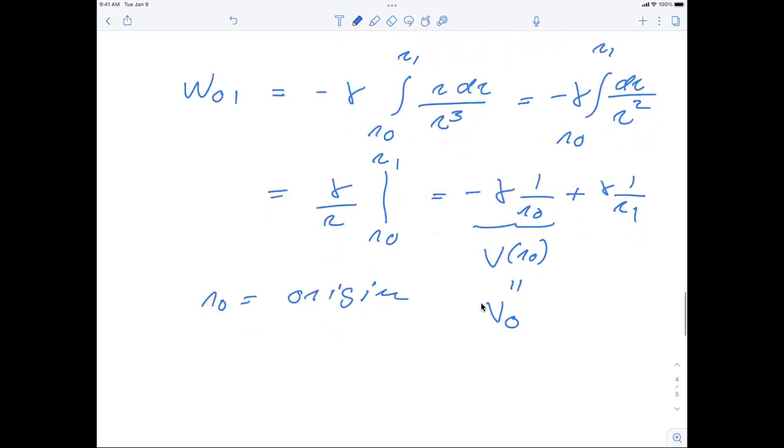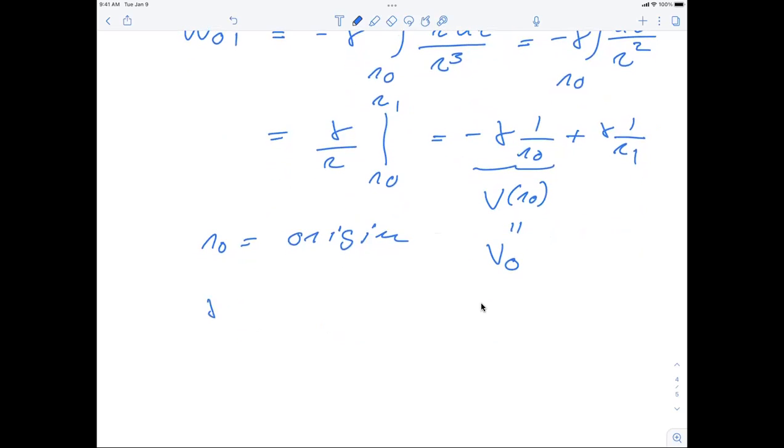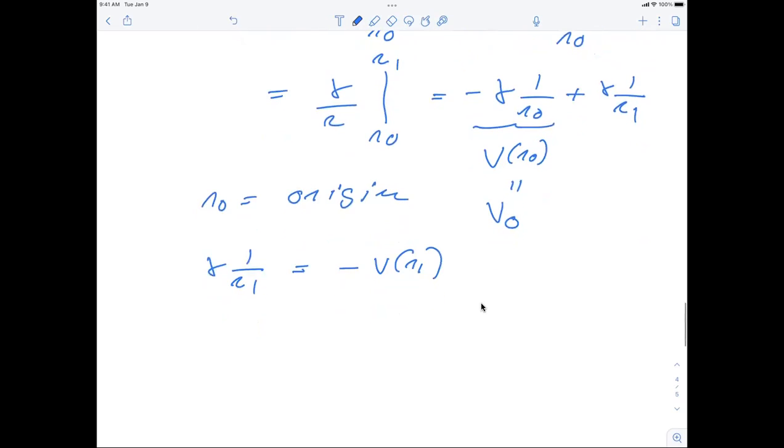Then what we do next is that this gamma times 1 divided by r1 is something we now define as minus v of r1. I will come back to why we define this minus v here. And then we are going to make this more general. We say that r1 becomes just a general variable, so we have v of r, which is equal to minus gamma times 1 over r. So this is a scalar.